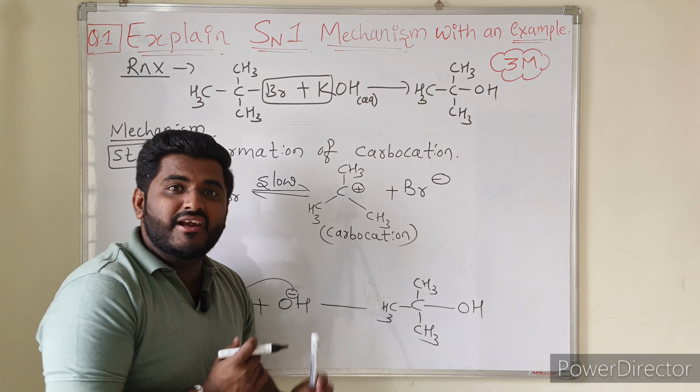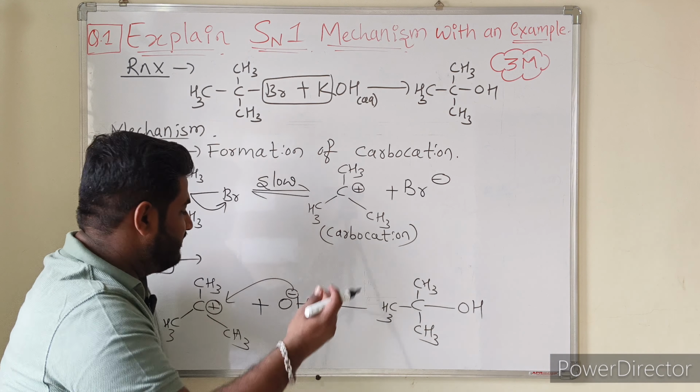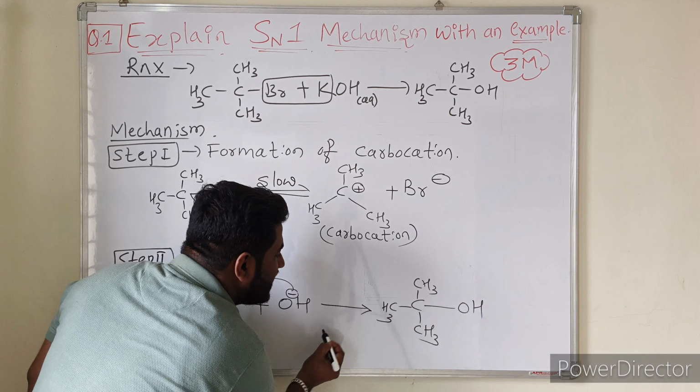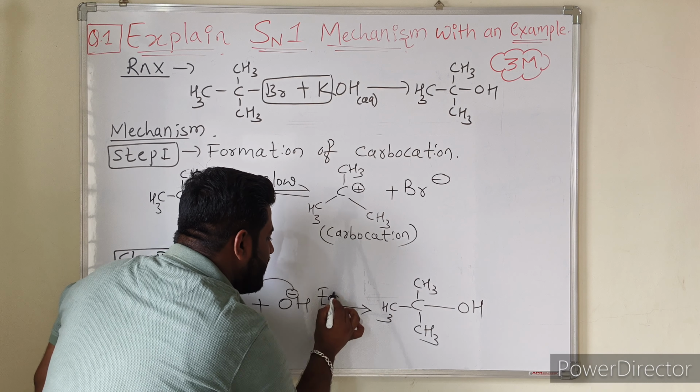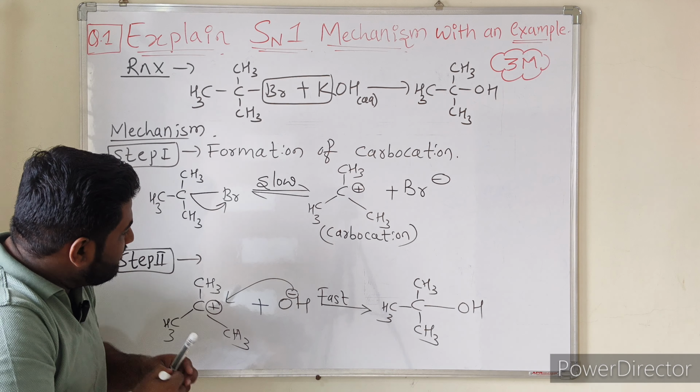Now unstable to stable compound. So clearly this reaction is fast and only forward reaction will take place. You have to say only single headed arrow, and this reaction is fast. I hope you understood. Now there is a chance of attacking backward also.